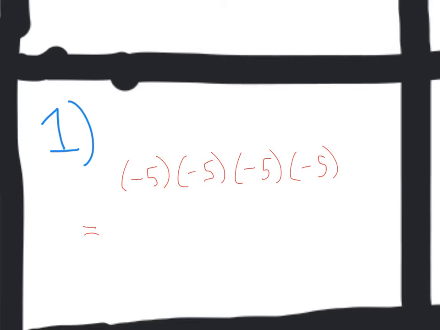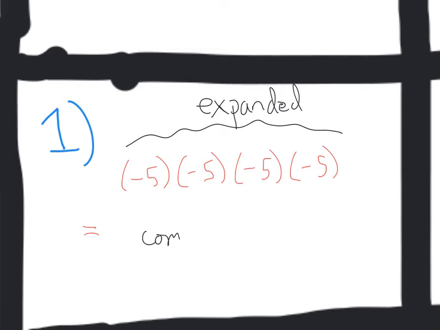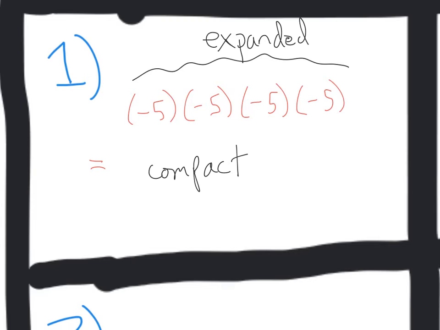Alright, for this problem we are asked to write the expression using exponents, and if you remember from class, this right here is expanded form, and we want to make it compact using exponents. So another way to write that is just going to be -5, and you count how many times you're multiplying that. That would be 1, 2, 3, 4. So you're going to raise that -5 to the 4th power. So your answer would be -5 to the 4th power.